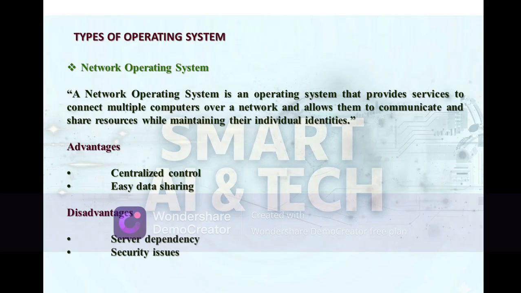Now, the seventh one is the embedded operating system. An embedded operating system is an operating system designed to operate an embedded system, providing control and functionality for dedicated hardware with specific tasks and limited resources. It is designed for a special purpose system, not a general computer. It works with limited memory, CPU, and power, performs specific predefined tasks, and is often used in real-time environments.